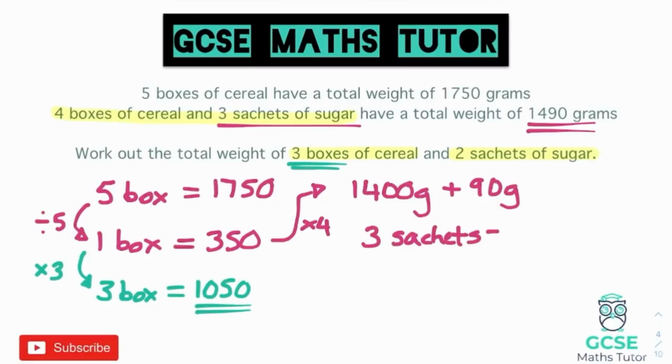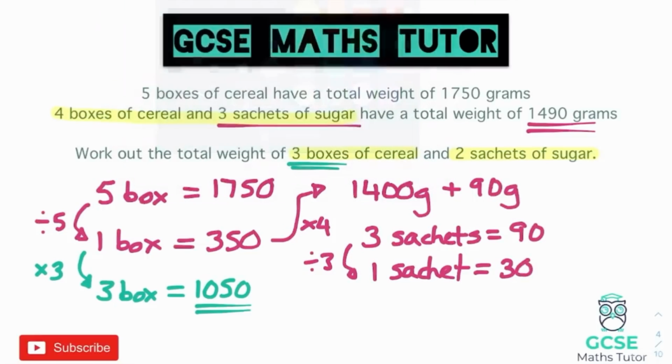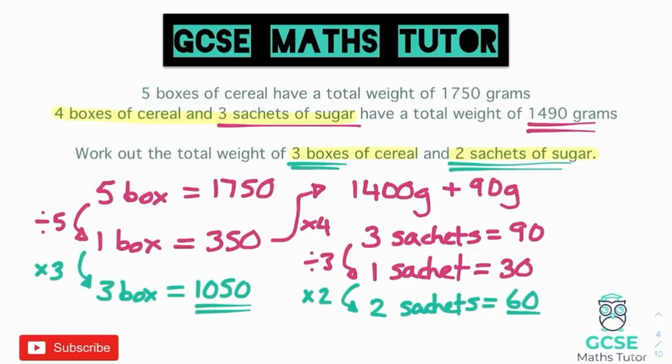is equal to 90. Of course, we want to break that down and go back to 1 sachet. So we can divide that by 3. So if we divide that by 3, we're going to get that 1 sachet is equal to 30. There we go. And obviously the question here, and we'll swap colour again, wants us to work out the weight of 2 sachets of sugar. So we can straight away multiply that by 2. And if we multiply that by 2, we're going to get that 2 sachets is equal to 60. And that is the second part of our answer.